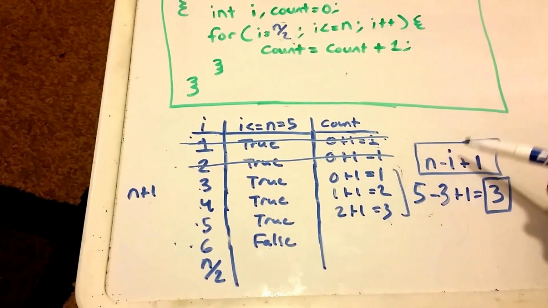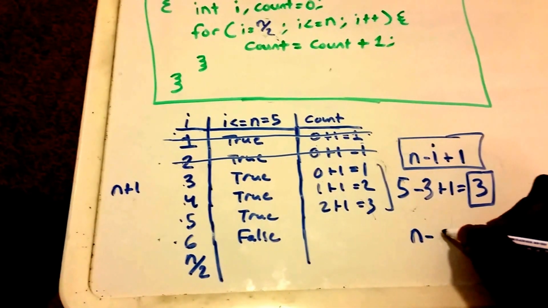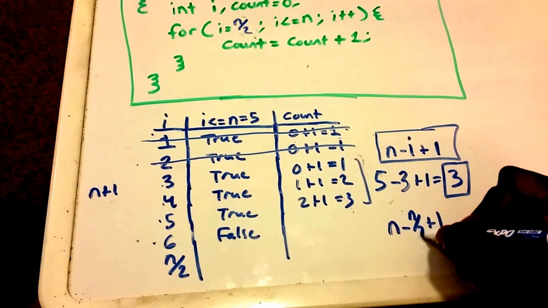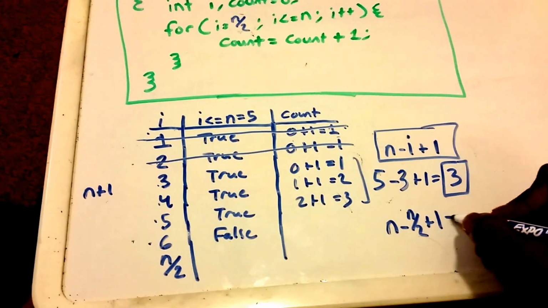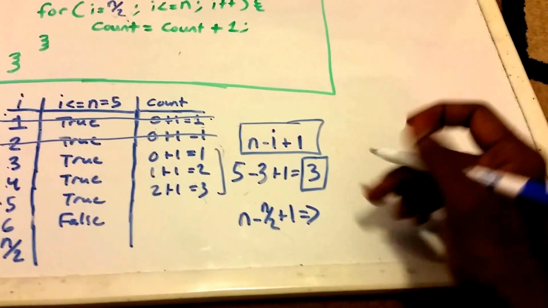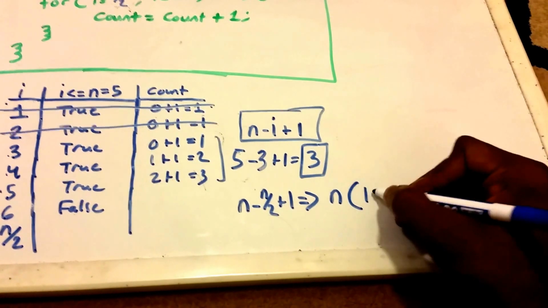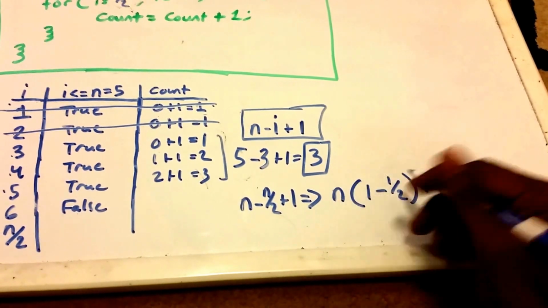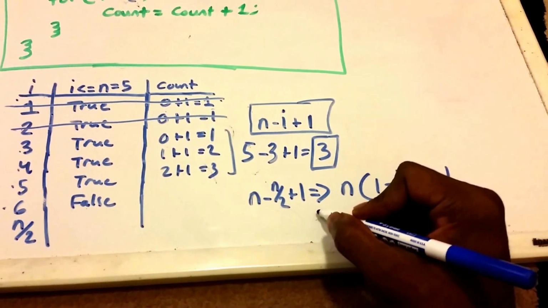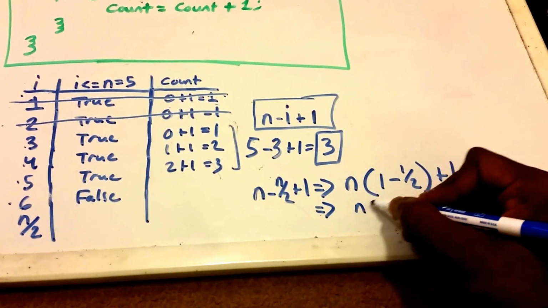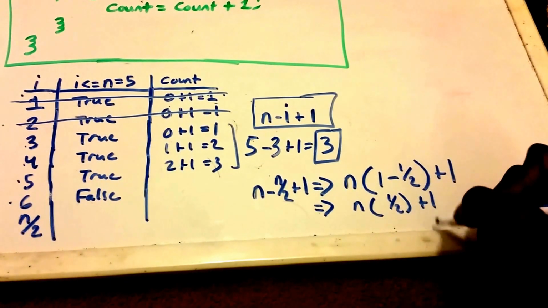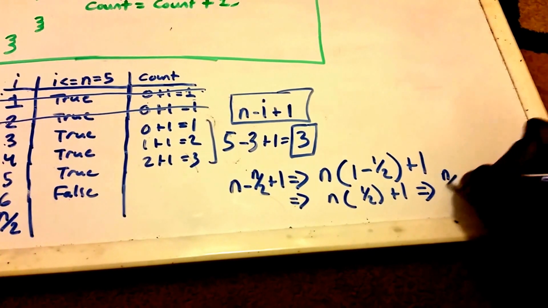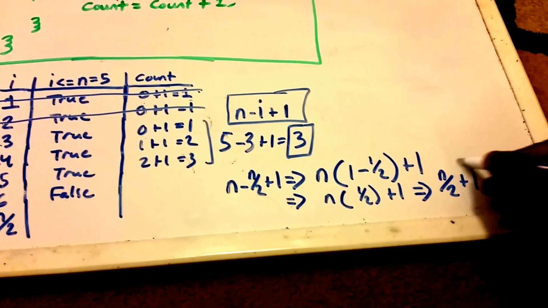So again, this is still just n minus i plus 1. Now our i is n divided by 2. So let's go ahead and write this out. Let's do some algebra here. So we're going to pull out the n. So we get 1 minus a half plus 1. Okay, and keep doing some more algebra. So we get n times 1/2 plus 1. And one more time, make it look a little bit better. So we get n divided by 2 plus 1.